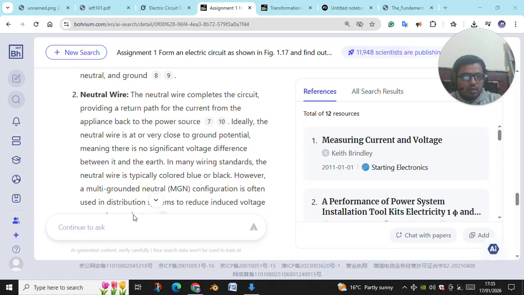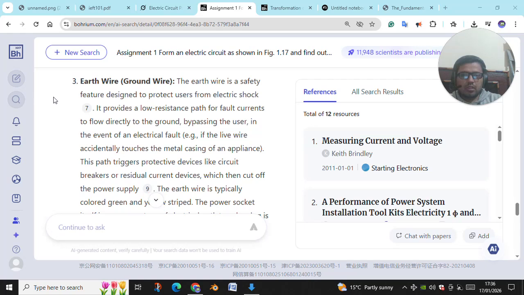Neutral wire. The neutral wire completes the circuit, providing a return path for the current from the appliances back to the power source. Earth wire. The earth wire is a safety feature designed to protect a user from electric shock. It provides a low resistance path for fault currents to flow directly to the ground, bypassing the user in the event of an electrical fault.